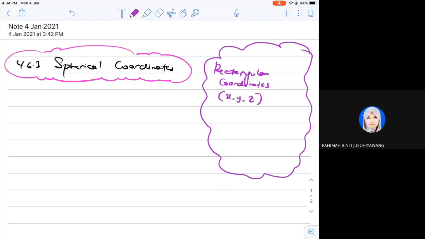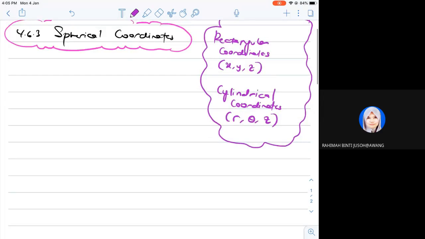And then last week we also learned about, last week kita punya kelas tergendala tu kan. Tapi saya ada bagi nota jawapan solution for you, and I also share with you the lecture with section 7. Okay, so cylindrical coordinates. We have r, theta, and z. Okay, so that's the rectangular coordinate and cylindrical coordinates.